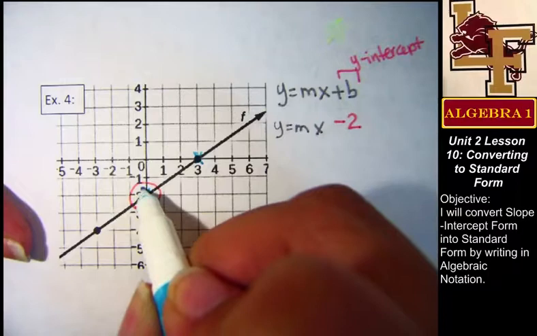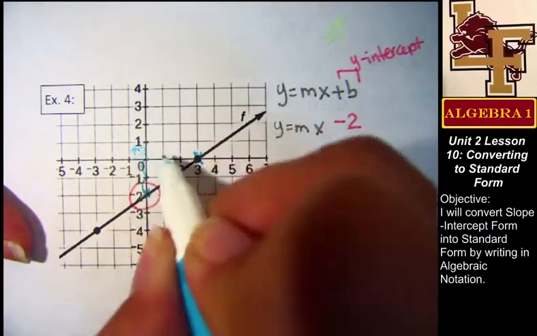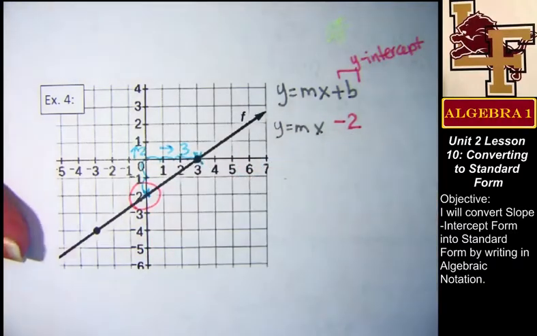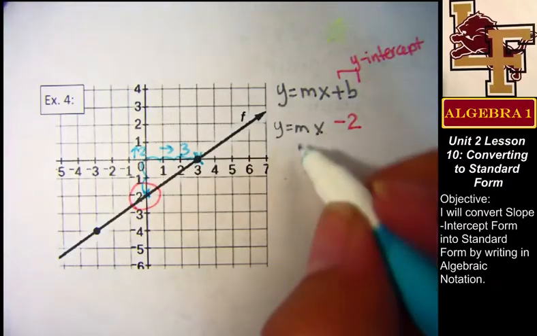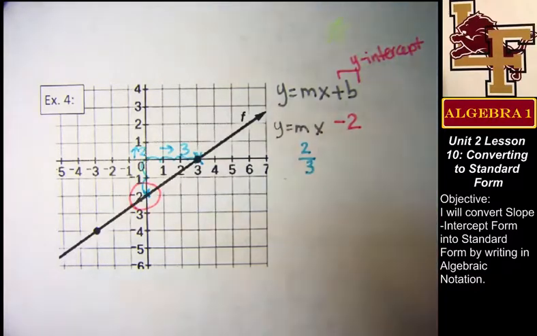So I need to go up 2, and 1, 2, 3, to the right 3. Up and to the right is a positive slope. I went 2 up, 3 to the right. There's my slope.